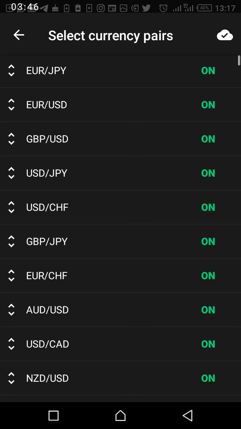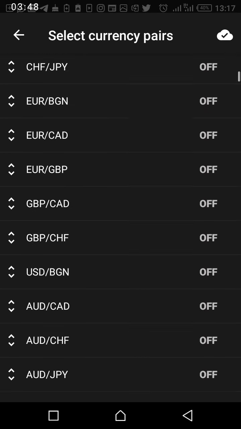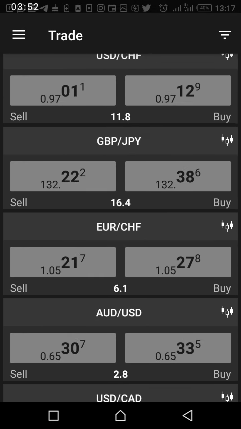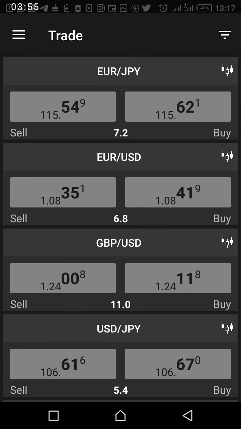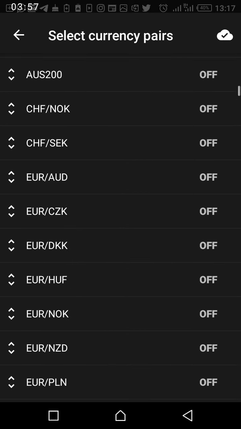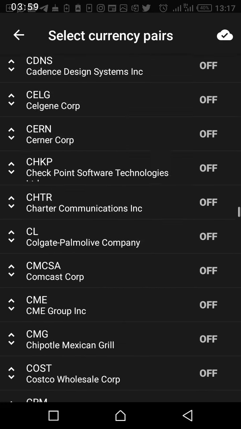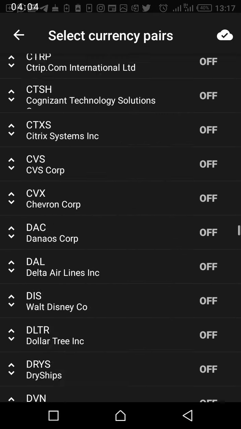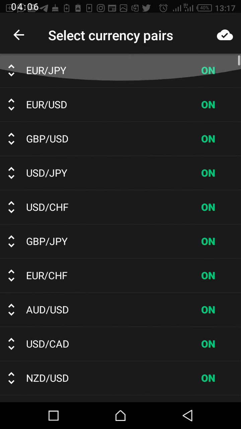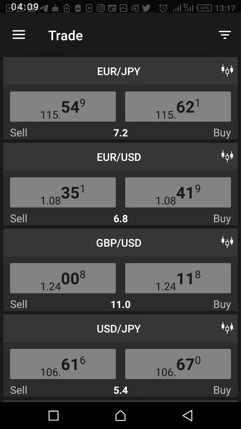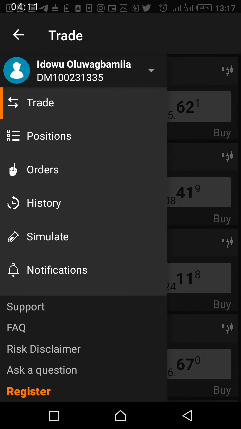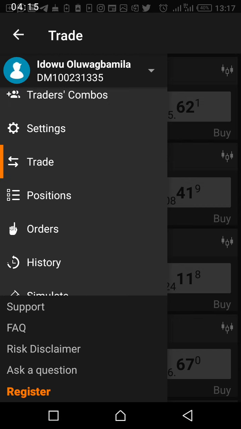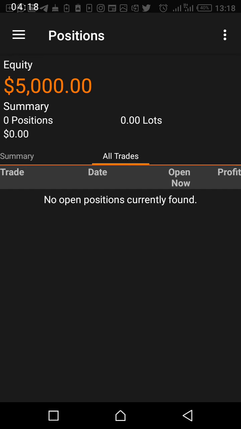Okay, here are the currency pairs. You can choose to remove some currency pairs from this place. So for those that are complaining that the currency pairs are limited, please note that volatility indices, cryptos, and commodities are not permitted in this contest. Here you can study your positions that you've opened.